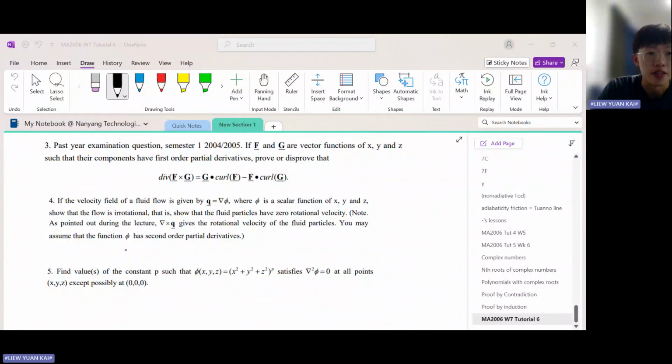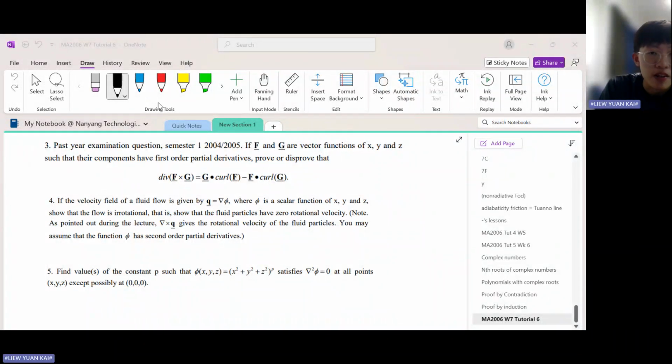Okay. Question 3. Question 3 states: if f and g are vector functions of x, y, and z, such that their components have first-order partial derivatives, prove this statement. Okay, so how do we prove this statement?